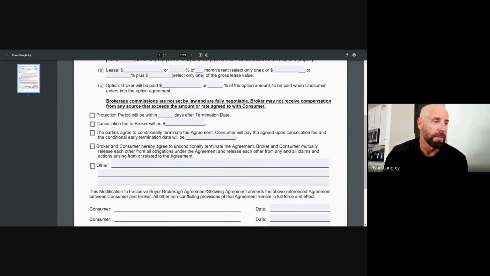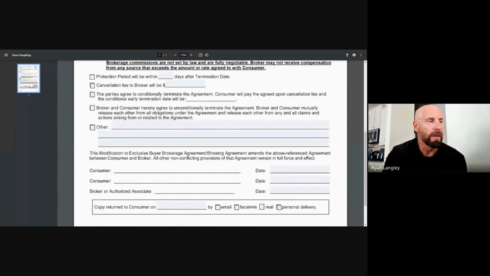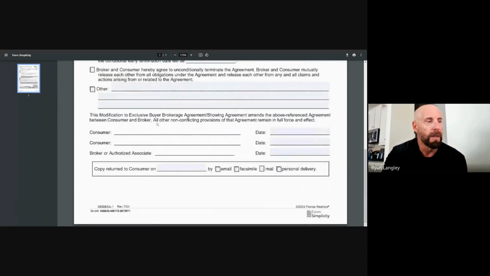And parties agree to conditionally terminate the agreement. Consumer will pay the agreed upon cancellation fee. So this is another cancellation one. You can do that. Broker and consumer hereby agree to unconditionally terminate the agreement. All right, so this is termination and release. This is termination and changing the date. Okay. Any questions on that?